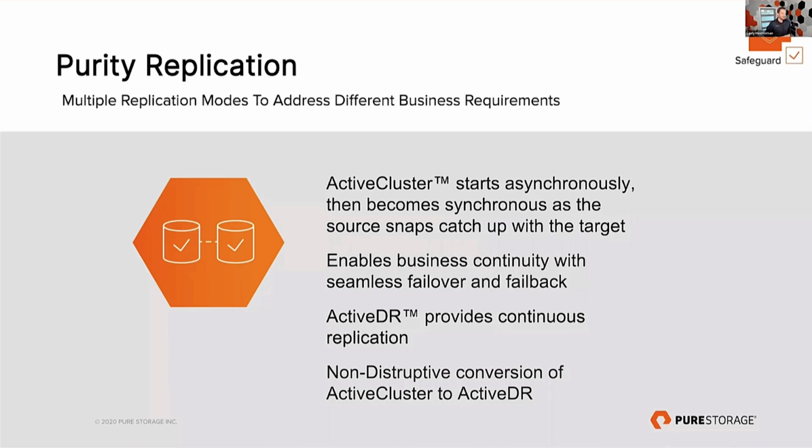The other option we have is asynchronous replication, which we call active DR. This is continuous replication, meaning that once something's written to one place, we send it as soon as we possibly can to the other place, providing RPOs that are generally measured in seconds instead of necessarily zero, which is what's guaranteed when it comes to active cluster. And so depending on your business requirements, depending on the distance between these targets, you might choose one or the other for protecting your applications.